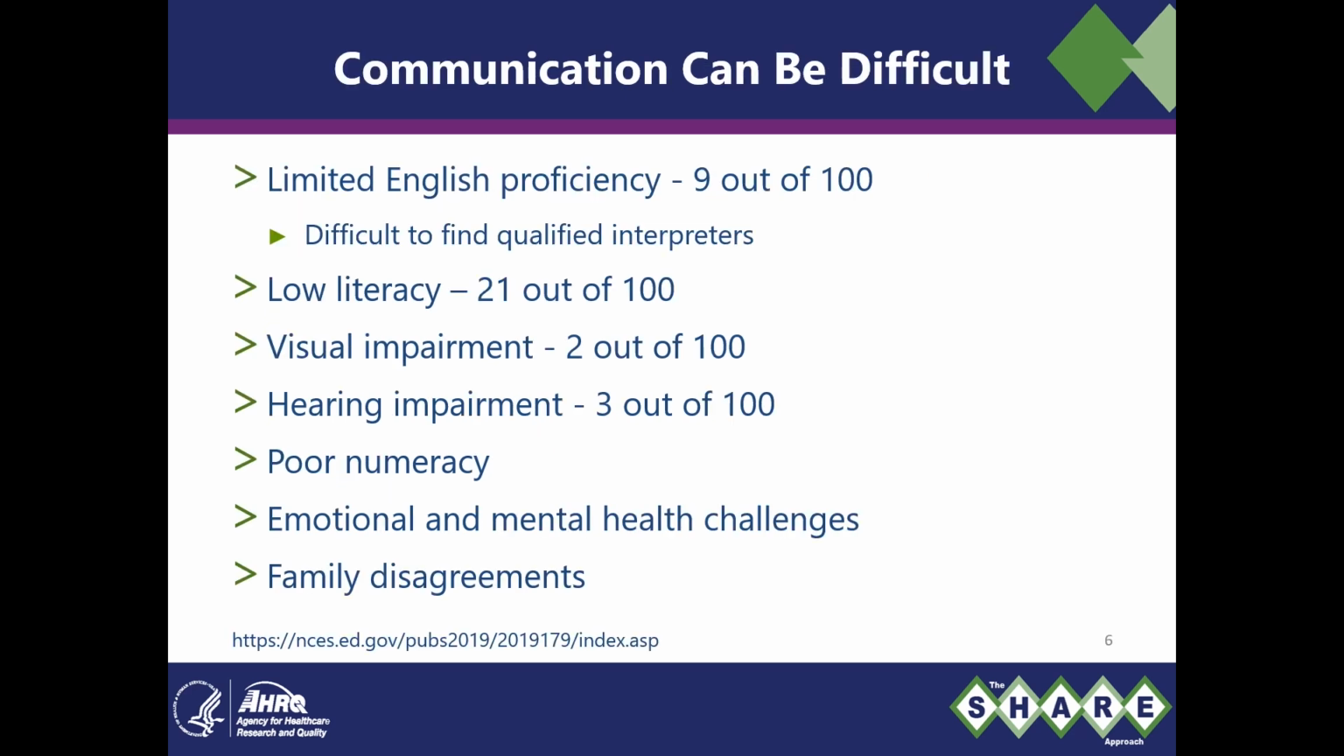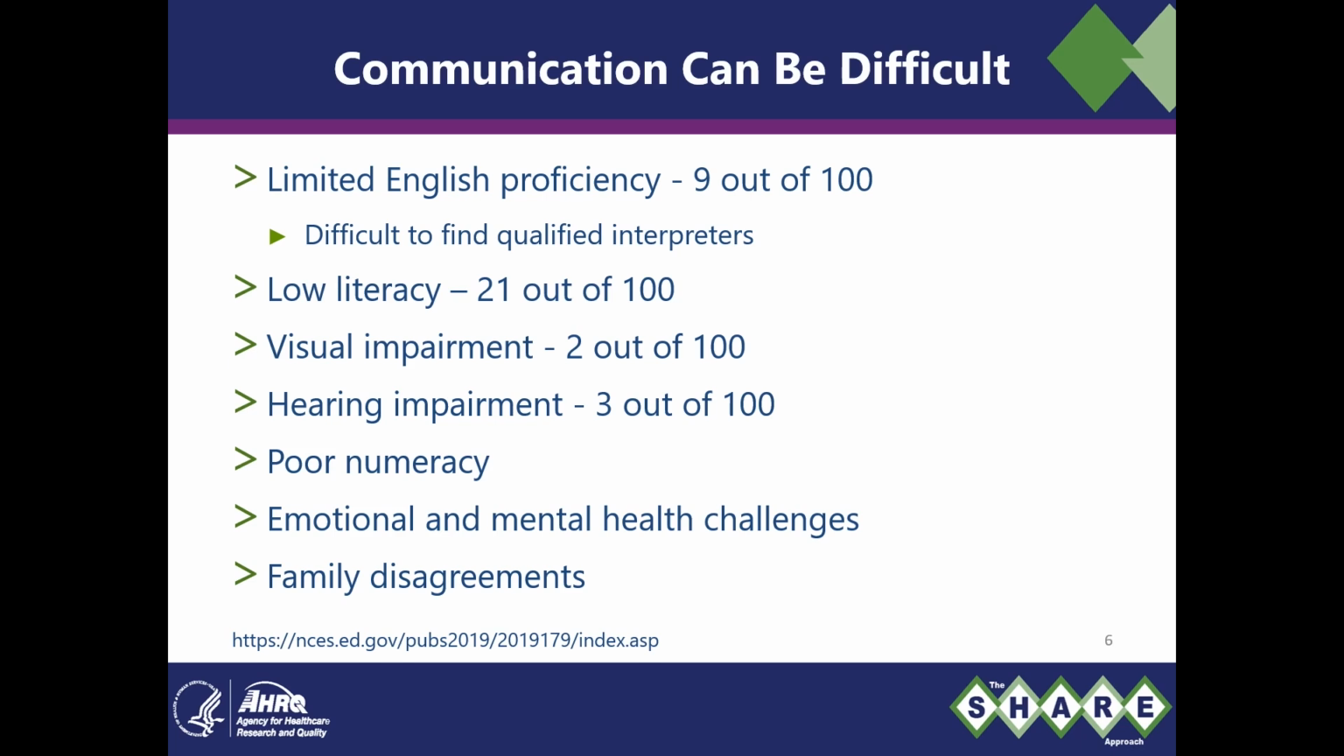Let's be honest, seeing patients in clinic can actually be quite difficult, and communication is really hard. This slide shows data about common communication challenges. For example, 9 out of 100 patients will have limited English proficiency, and sometimes it is difficult to find qualified interpreters. 21 out of 100 have low health literacy. 2 out of 100 have visual impairment. 3 out of 100 have hearing impairment. This is also true with numeracy, the ability to understand and read numbers and graphs.